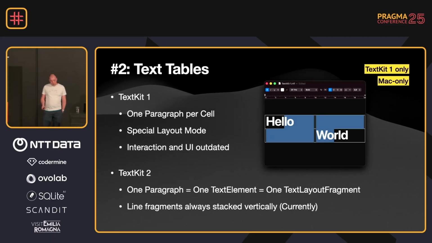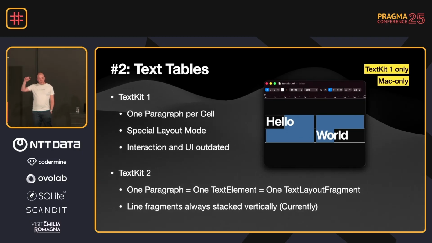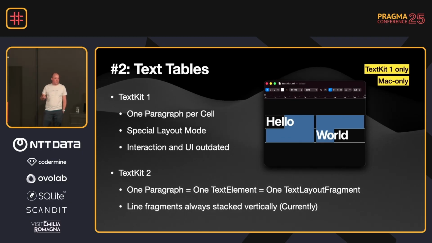It's also really complex. And in TextKit 2, like I said, we have one paragraph, that's one text element, it's one text layout fragment, and at least right now they all sit atop of each other, stacked vertically. I mean, never say never, maybe they change it at some point.